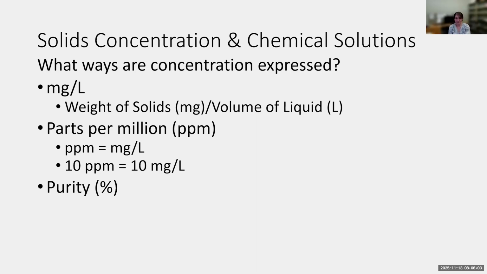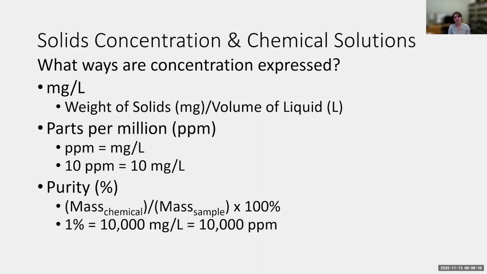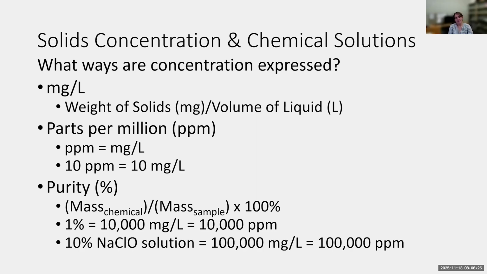Finally, we have purity. Purity is the mass of the chemical in a sample divided by the mass of the sample times 100. That's kind of complicated, and you don't have to remember that. But do remember that a 1% solution is equal to 10,000 milligrams per liter, which is also equal to 10,000 parts per million. So that means a 10% sodium hypochlorite solution is 100,000 milligrams per liter, which is also 100,000 parts per million.